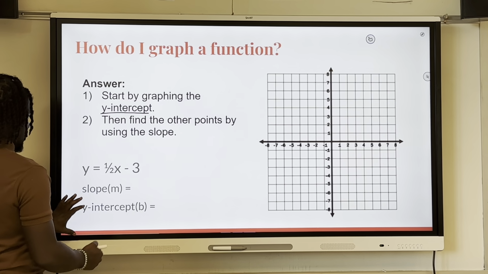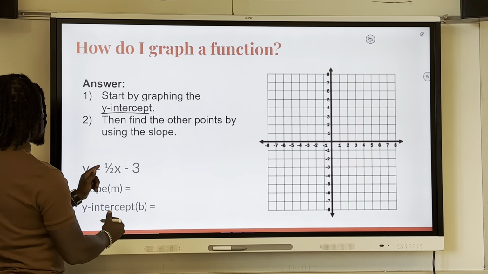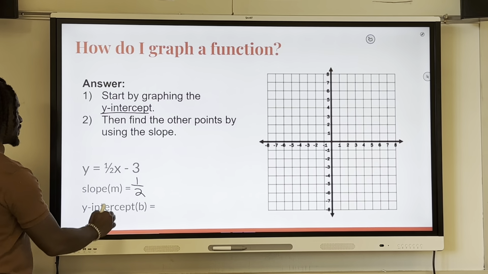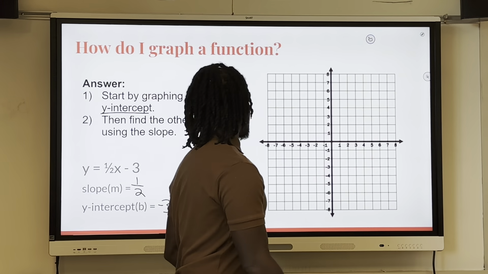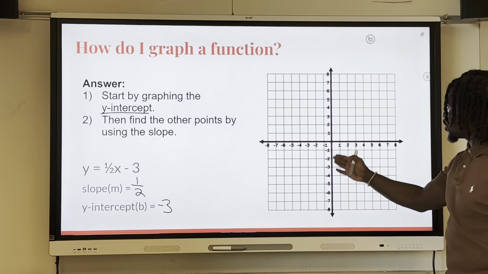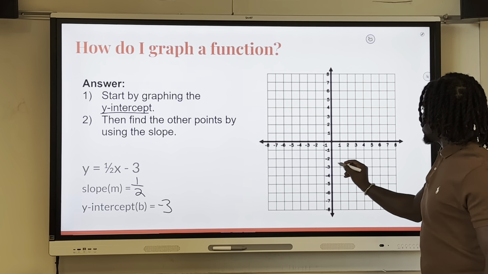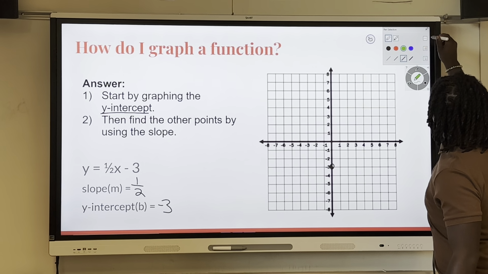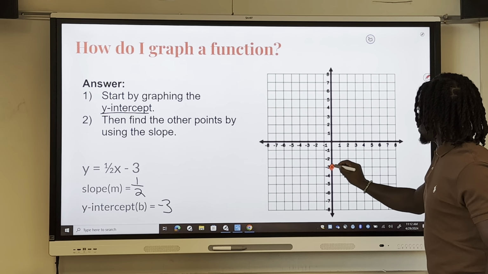Okay, so in this example, the slope is 1/2. The y-intercept is -3. So I'm going to start by graphing the y-intercept. That is, again, where it crosses the y-axis. So I go down to -3. Let me choose a different color here. Okay, so I'm graphing this at -3.